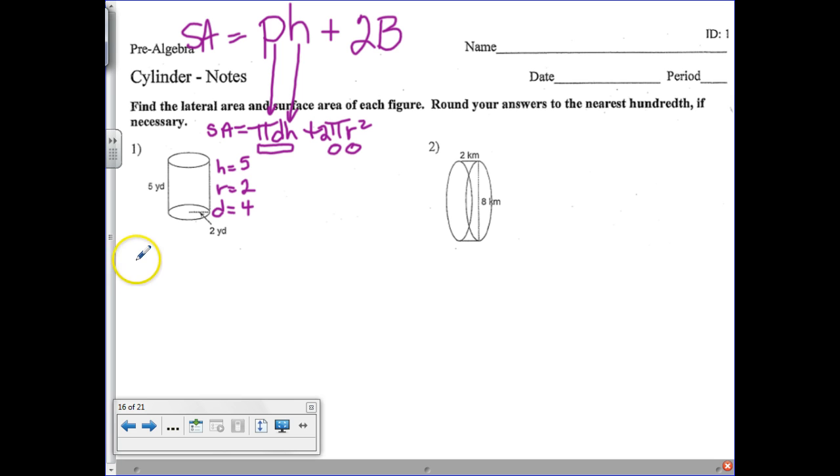And now it really just becomes a big old computation thing, because you're going to take pi times the diameter of 4 times the height, which was 5, plus, and then we're going to take 2, because I have 2 circles, times pi times the radius, which was also 2, and you're going to square that. In other words, 2 times 2. Now, I'm going to recommend you plug in 3.14 for pi, so we all get the same answers. Okay, and pause the video. You go ahead and crank it out and see if you get what I get.